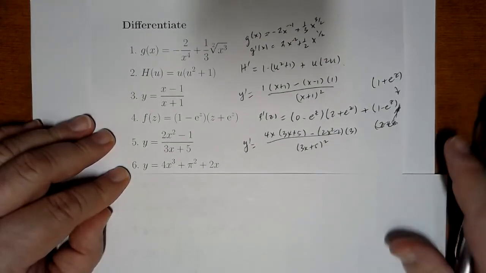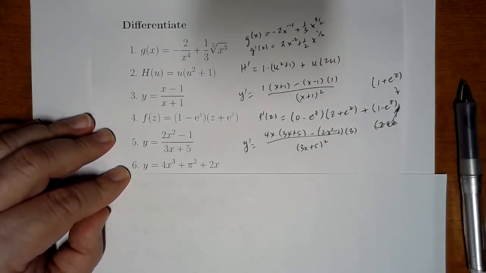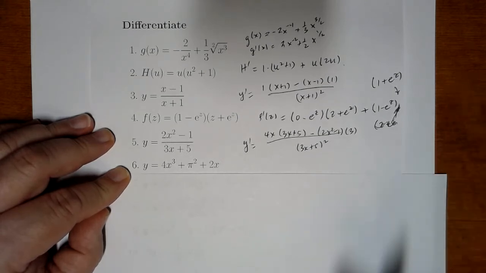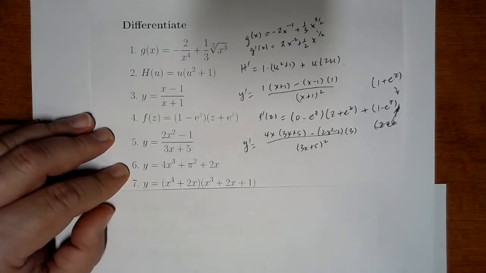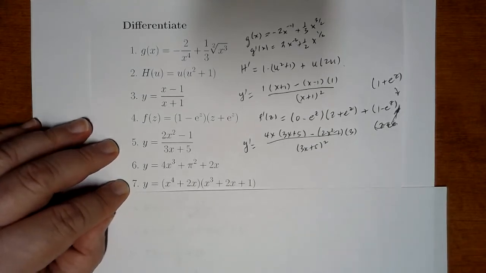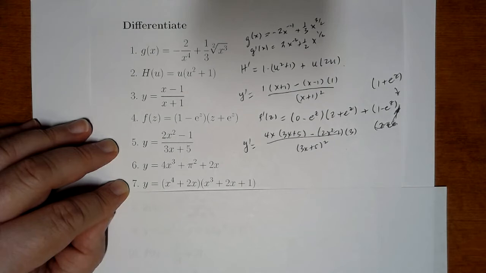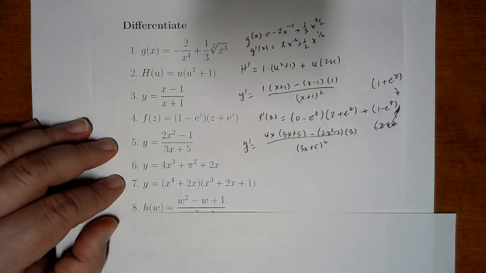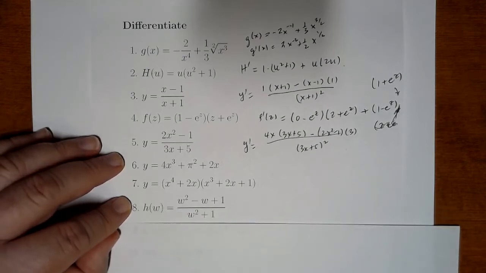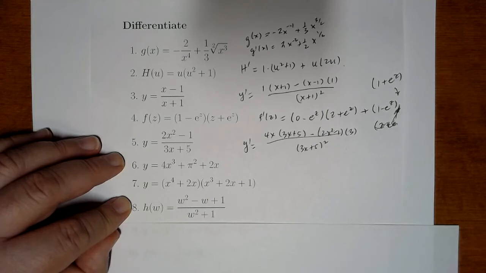So differentiate. Y equals 4x cubed plus pi squared plus 2x. And differentiate. Y equals x to the 4th plus 2x times x cubed plus 2x plus 1. Differentiate. H of w is equal to w squared minus w plus 1 divided by w squared plus 1.